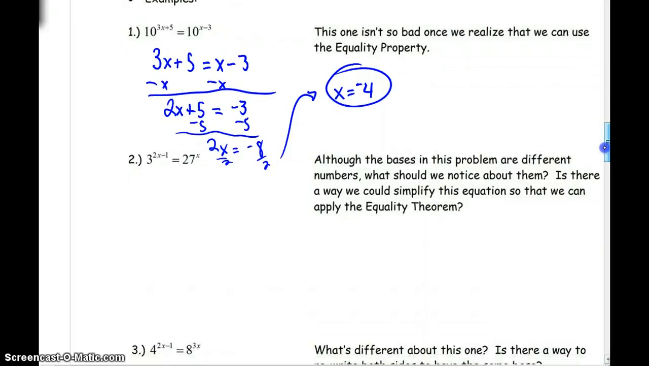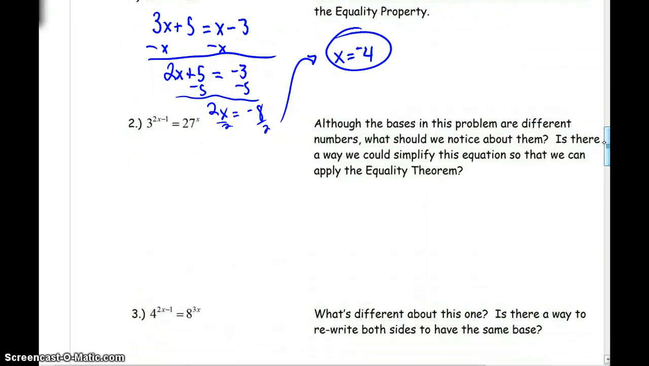When you take a look at number 2, you're going to notice that this is actually a little bit different. You have 3 raised to a power is equal to 27 raised to a power. Well, perfectly honest with you, we can't set the powers equal right now because our bases are different. However, what we can do is notice that 27 is 3 to the third. This right side here can be written as 3 to a power.